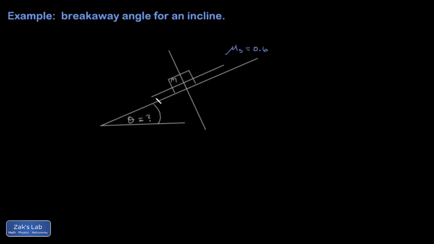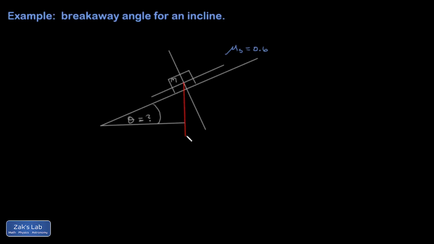In this problem, I have a mass on an incline. It could be a movable ramp, I suppose. And I'm interested in how high I have to tilt this thing to get the block to break loose. I have a coefficient of static friction of 0.6, and I don't know any numerical value for the mass, and it turns out I don't need it, so I'm hoping to illustrate that.